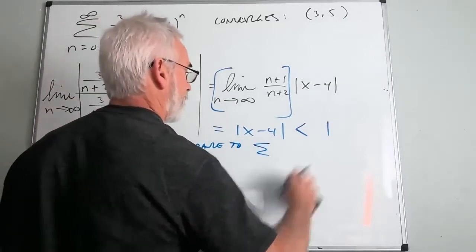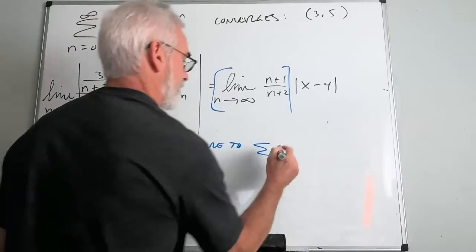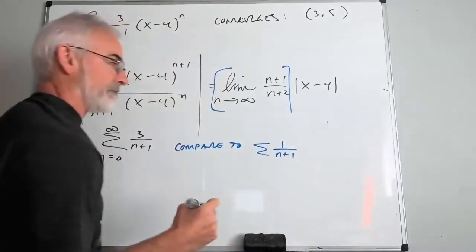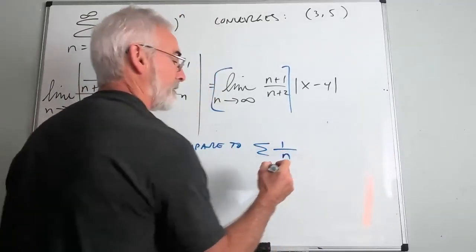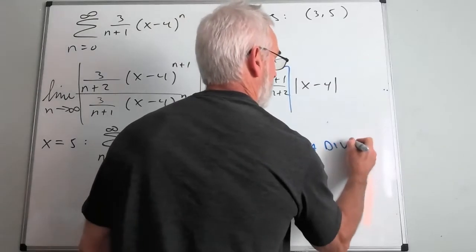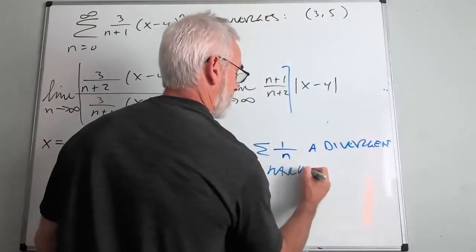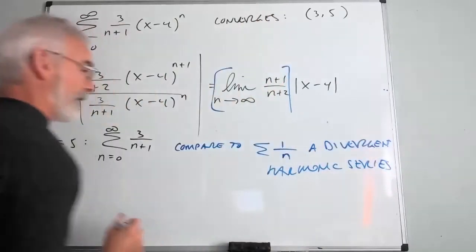Sorry, let me erase this a little bit, tight in here. We're going to compare to the sum of 1 over n plus 1. Or excuse me, not 1 over n plus 1. We're going to compare to the sum of 1 over n, a divergent harmonic series. Remember, always state the behavior of the series you're comparing it to.